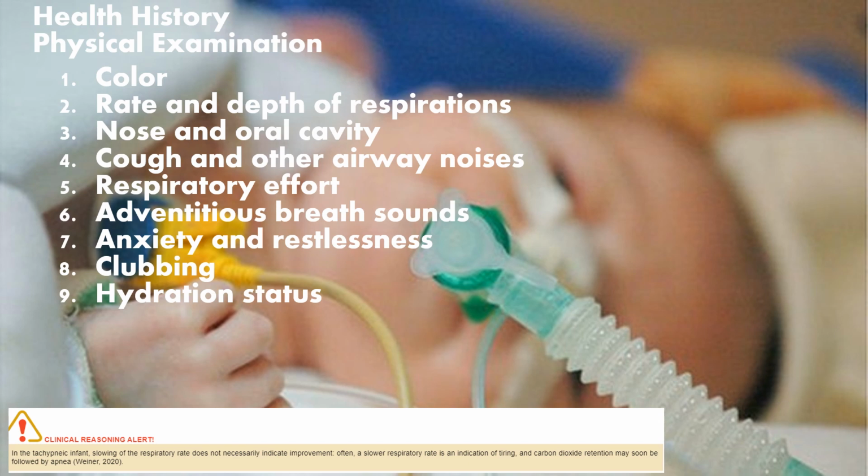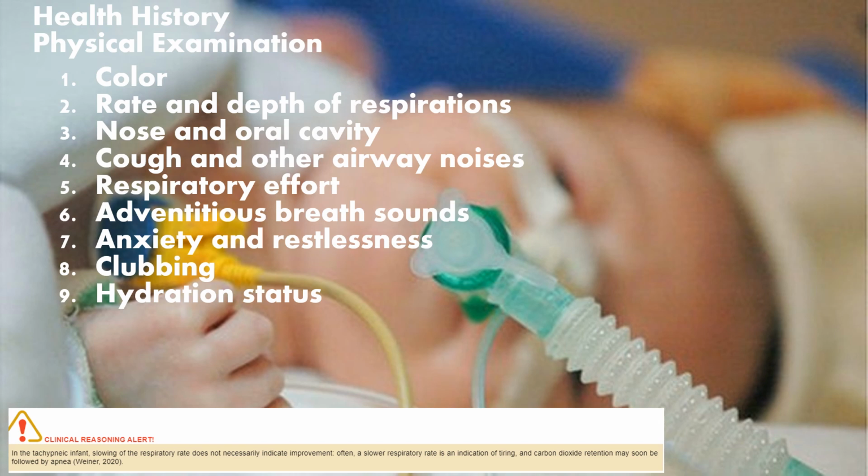We look at the rate and depth of respirations. So tachypnea, which is fast breathing, we expect children to have a higher respiratory rate than an adult. They have a higher respiratory rate the smaller they are. So an infant's going to have a faster respiratory rate than a 3-year-old. 3-year-old's going to be faster than a 7-year-old. But when they are sick, they become highly tachypneic, often tachycardic as well. So tachypnea is usually the first sign of a respiratory illness.